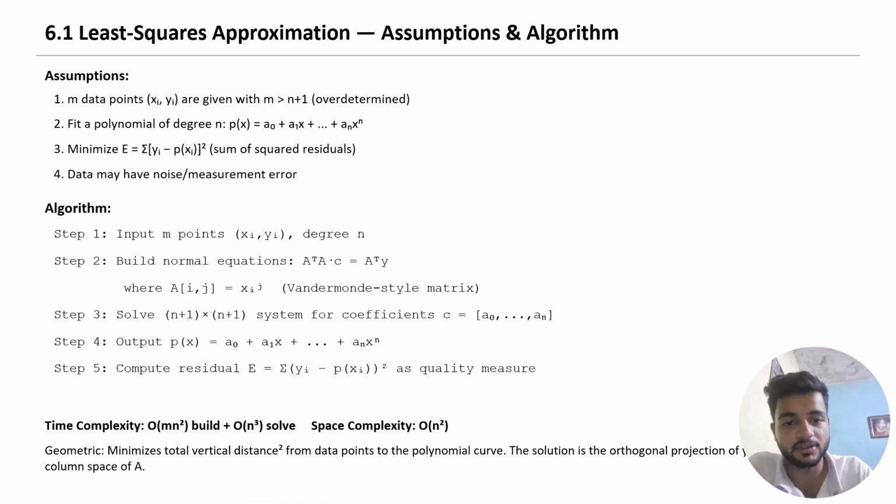Section 6, approximations. So least square approximation, which is question 6. M data points xi, yi are given with m greater than n plus 1. Algorithm. Step 1, input m points, build normal equations A transpose A dot C equals A transpose Y, solve the n plus 1 by n plus 1 system for coefficients C, compute residual.